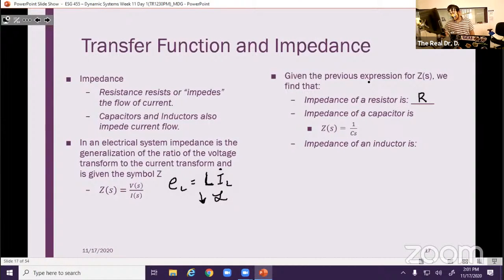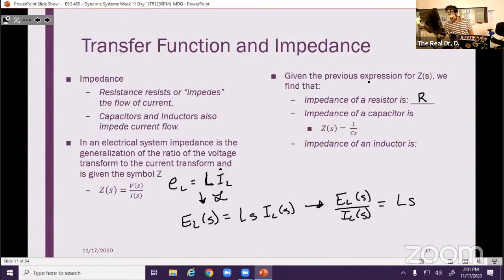All right, so how do we do it? Take the Laplace transform. E L of S is equal to L S times I L of S. So E L of S over I L of S is equal to L S.